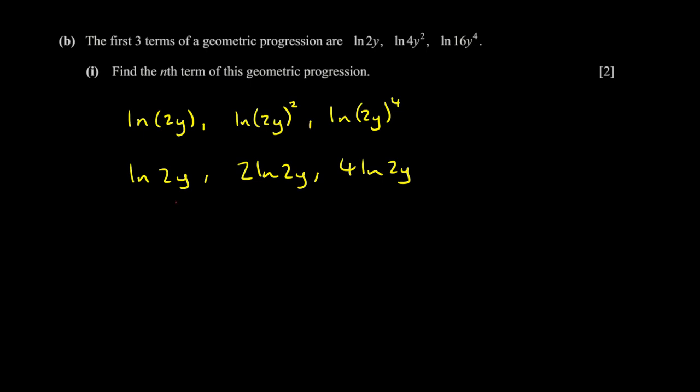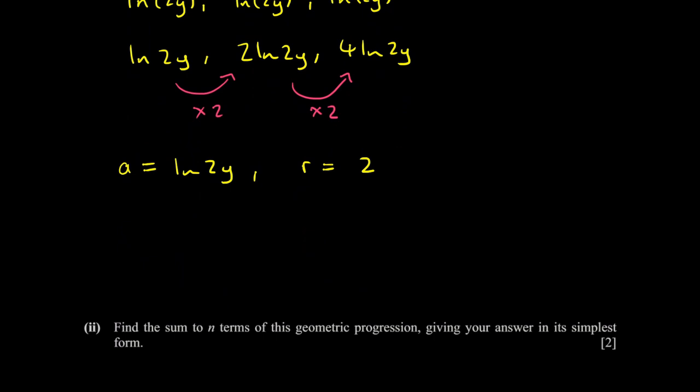So why is this a geometric progression? Well, because if you notice, we are multiplying by 2 each time. I multiply by 2 and I multiply by 2. So for any geometric progression, we need the first term, which is ln 2y, and we need the common ratio, which is 2. And so how can we get the nth term? Well, the nth term of a geometric progression, un, is equal to a times r to the power of n minus 1. So we're going to get ln 2y times r to the power of n minus 1, so 2 to the power of n minus 1 times ln 2y.